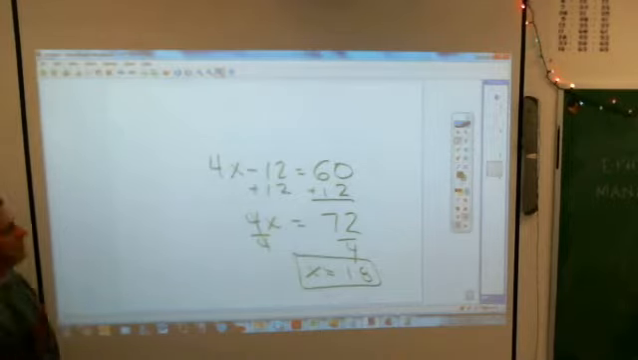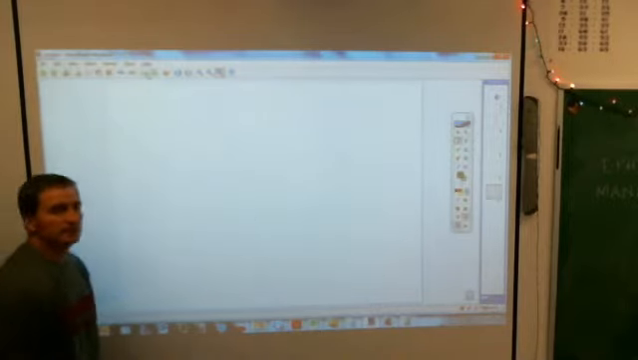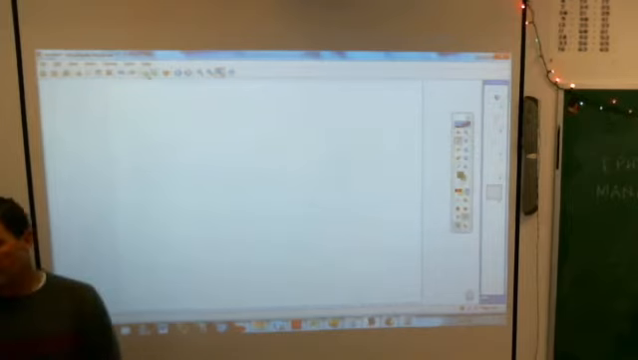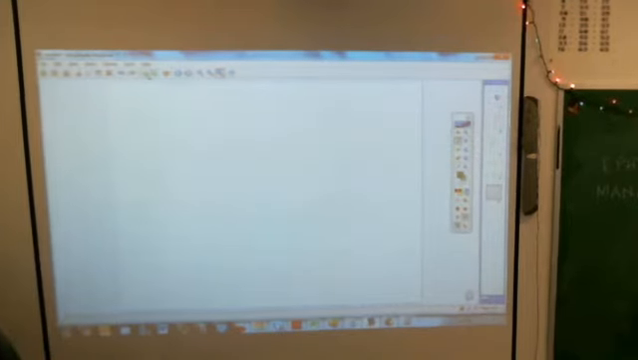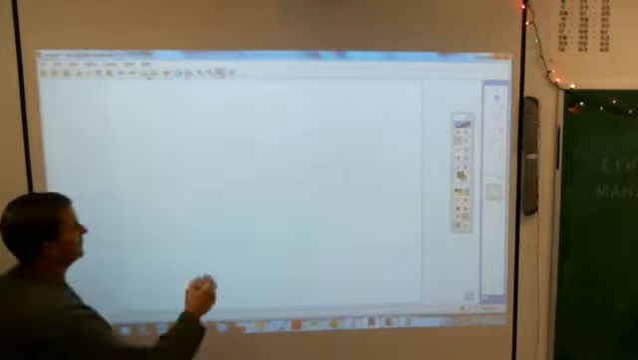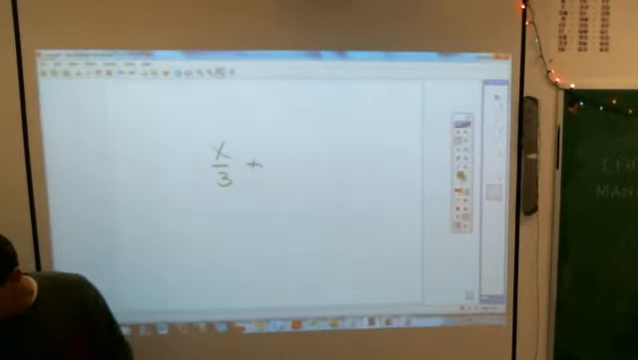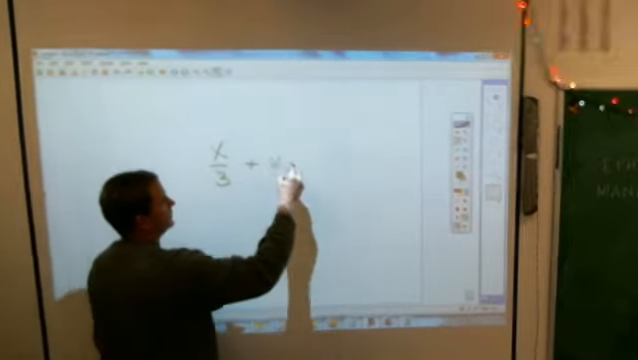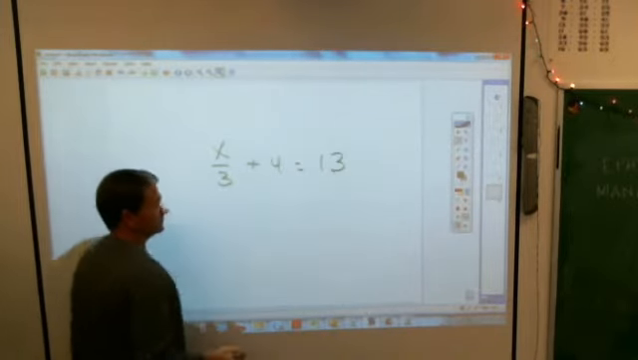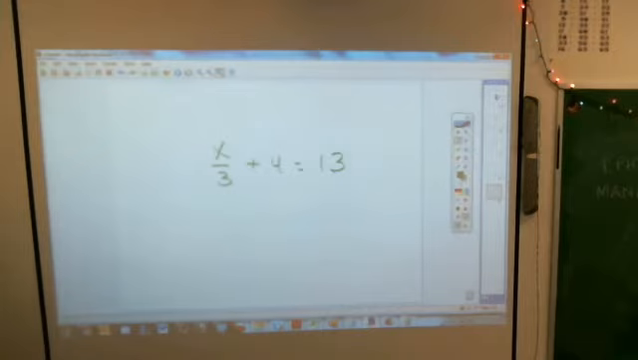So, first day, did you see what the deal is with that? You gotta do the opposite. Whatever it is, if it's subtraction, you add. If it's addition, you subtract. If it's multiplying, you divide. If it's dividing, you multiply. So here's another example. X over 3 plus 4 equals 13.